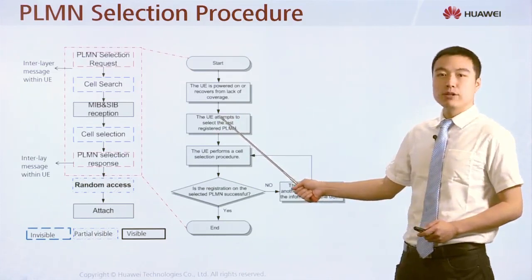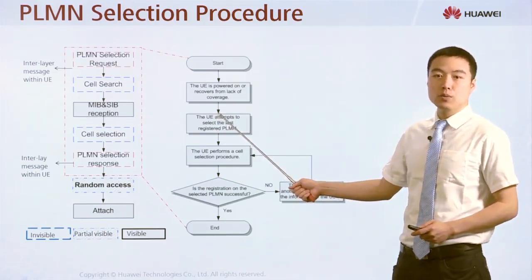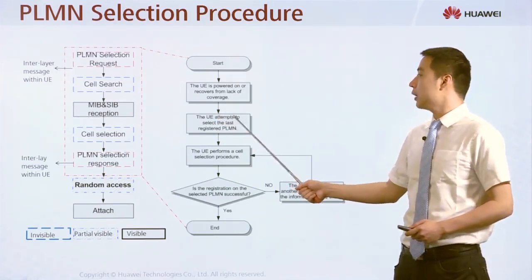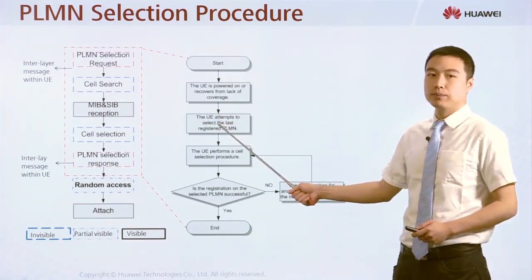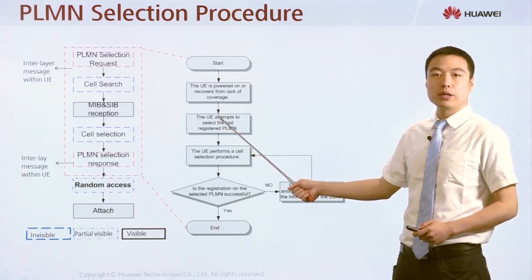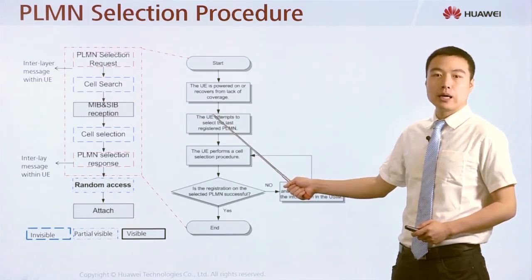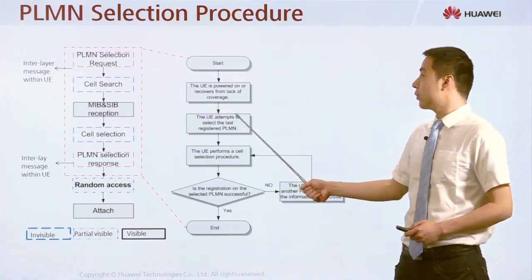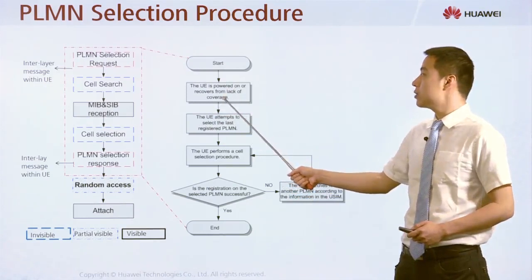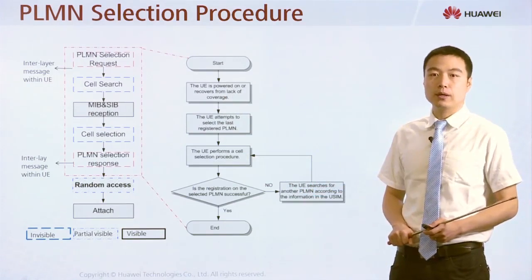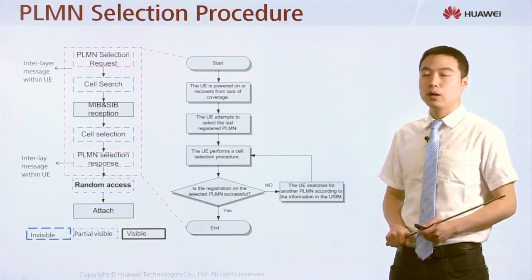This means if this UE is not a new mobile phone, UE will try to select the last registered PLMN where UE stays. UE has already restored the information about the last PLMN. When UE recovers from the lack of coverage, it will try to select this PLMN again, if possible.